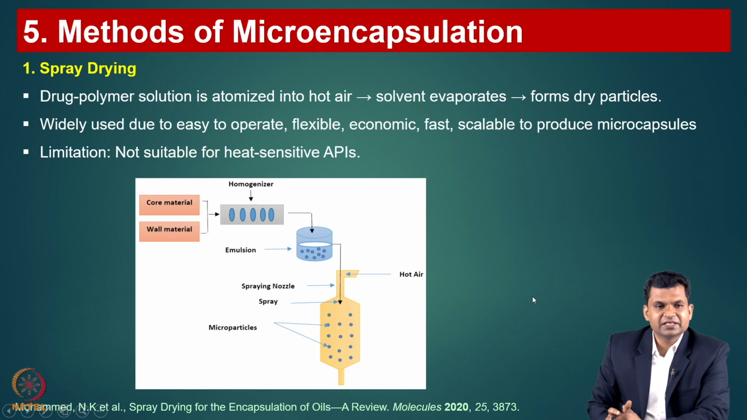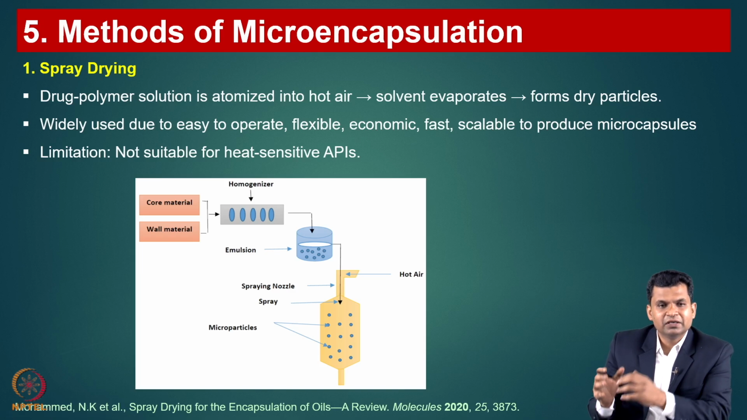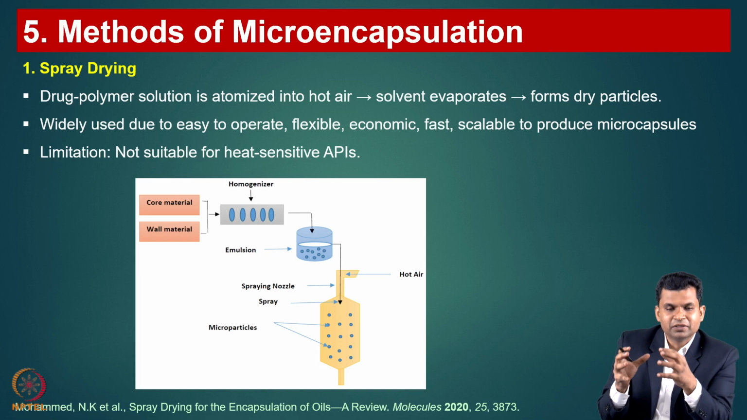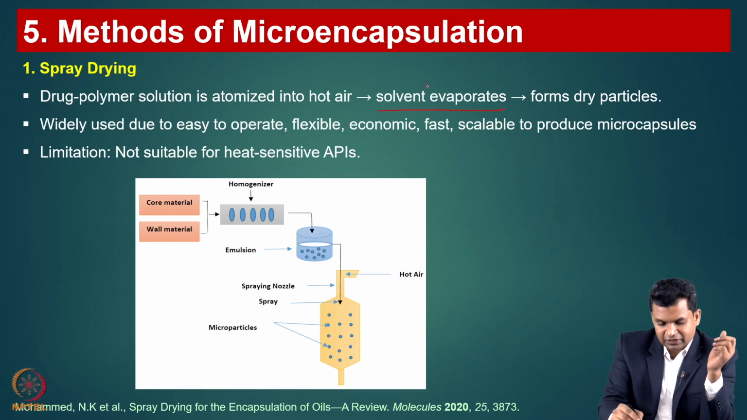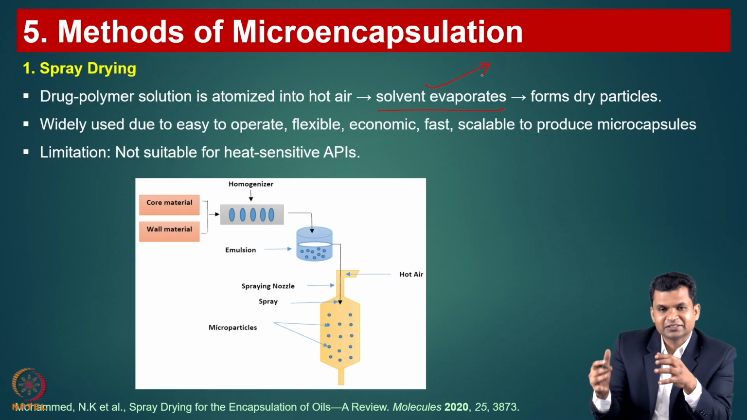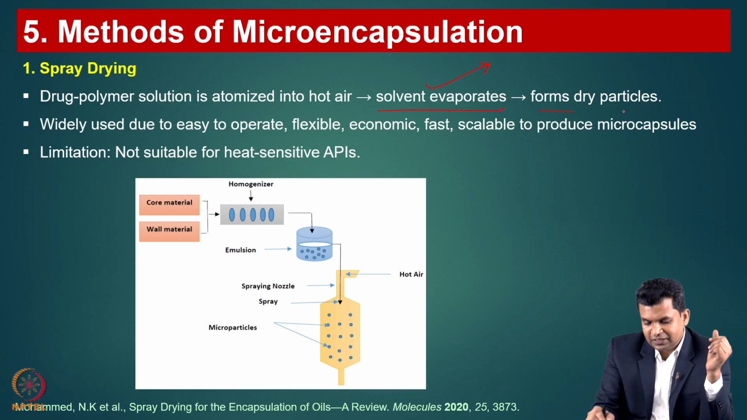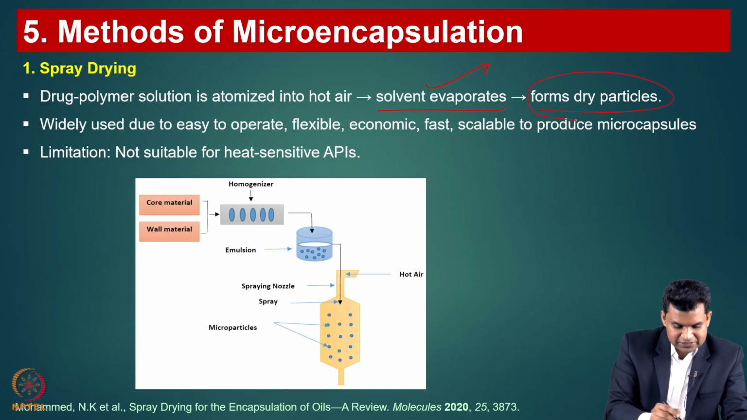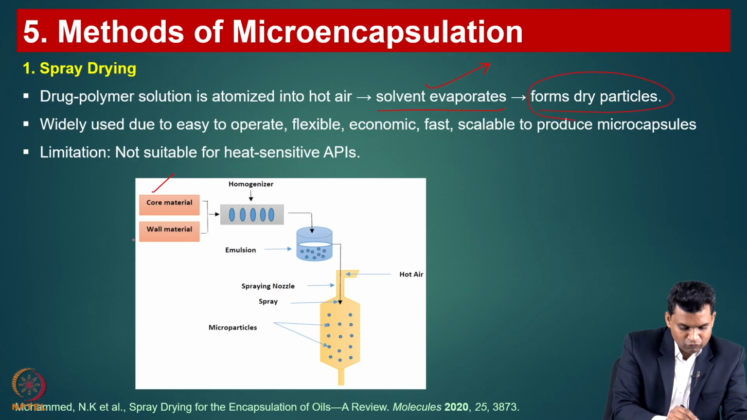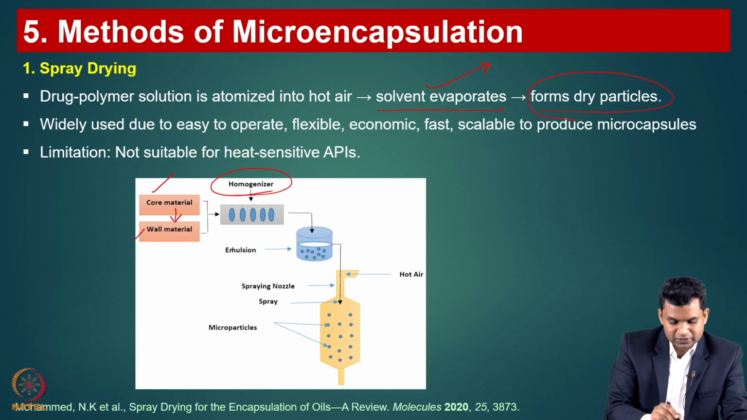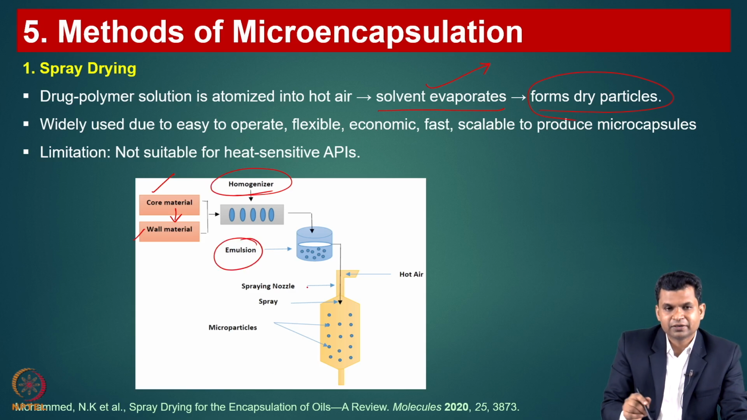So, the first technique is spray drying. Here what we do, we homogenize our drug and polymer, and then atomize it into hot air. Then our solvent will evaporate, either it may be water or ethanol, methanol or IPA, isopropyl alcohol. Then you will get dry particles. Here you can see the core material and the wall material need to be dispersed and processed through a homogenizer, and you will get an emulsion, and that needs to be sprayed into the chamber, and then you will get a dried powder.